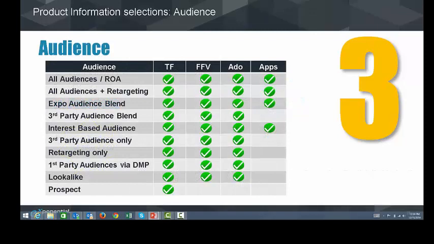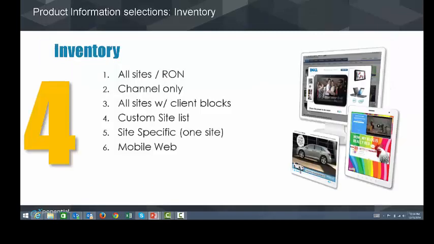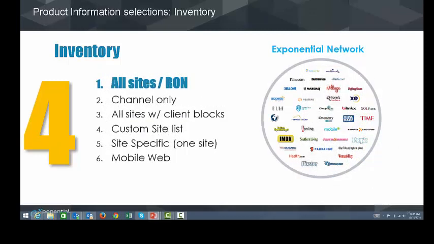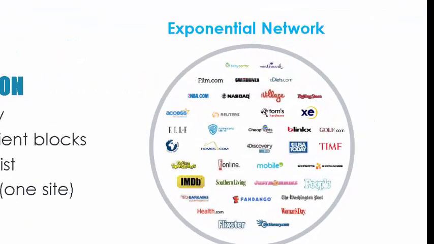Now, not all audiences can be targeted in all divisions, so here's a chart for your reference. Inventory must also be selected for every placement. There are 6 options. The first is the broadest, all sites or run of network. This is targeting 100% of the sites in the network.